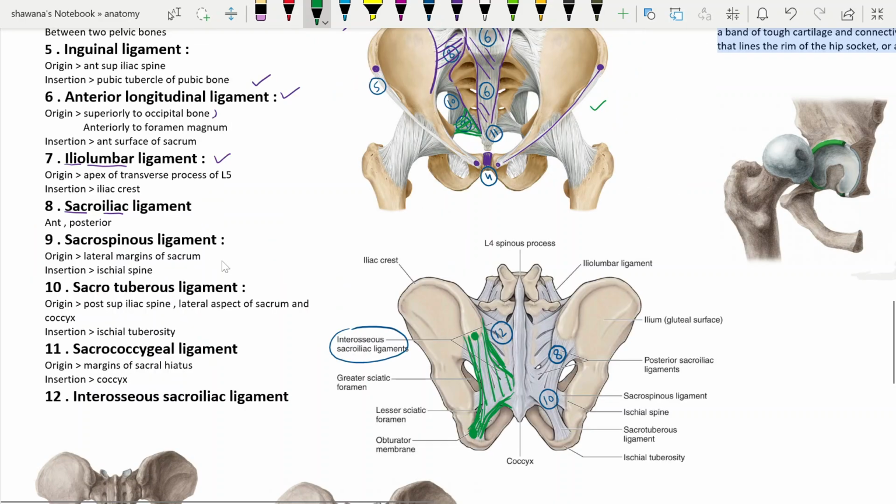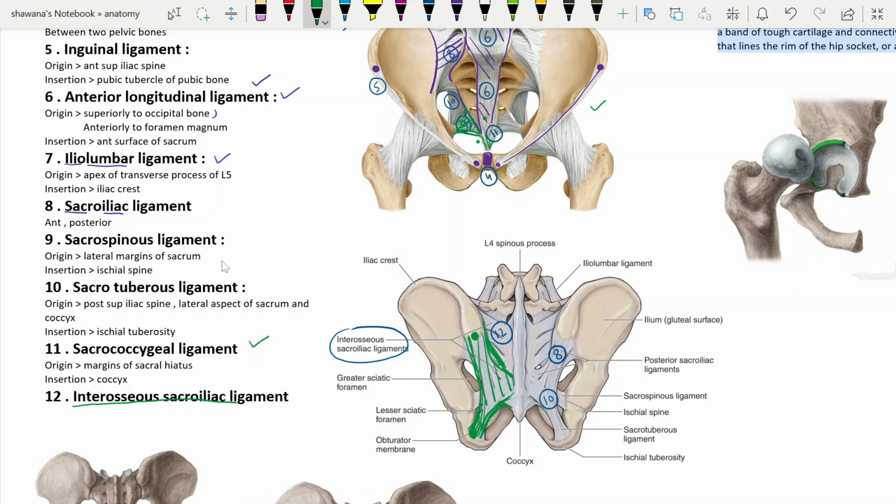Okay, and then talking about the sacrococcygeal ligament. Sacrococcygeal ligaments are this one. These are very tiny ligaments, and these are between the sacrum part and the coccyx part of the pelvic bone. These are lateral and anterior, and this is not prominent in this diagram, but you need to remember it.